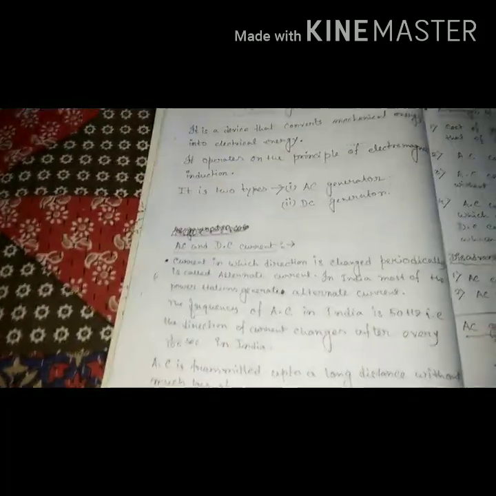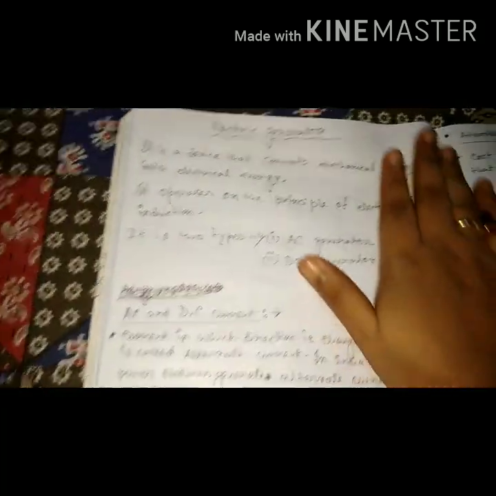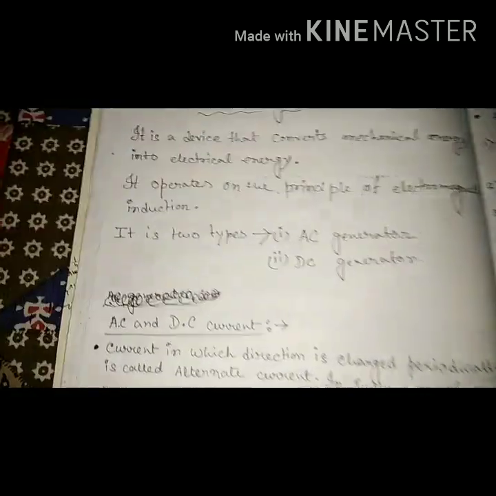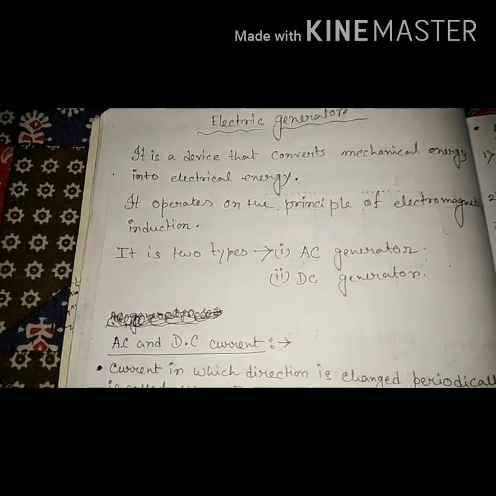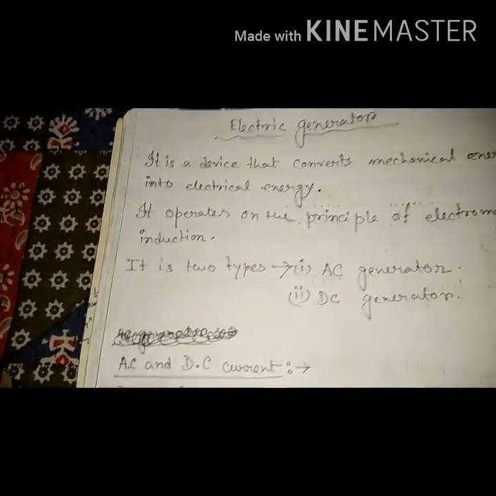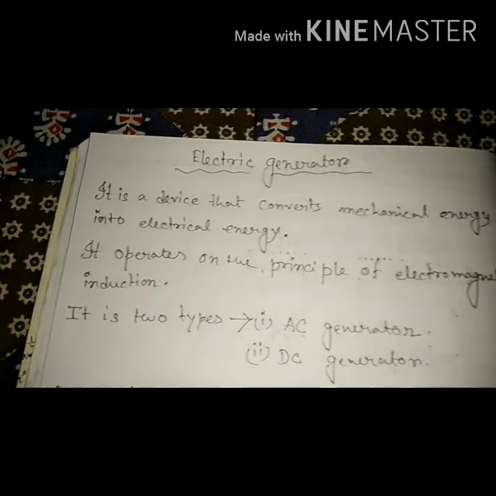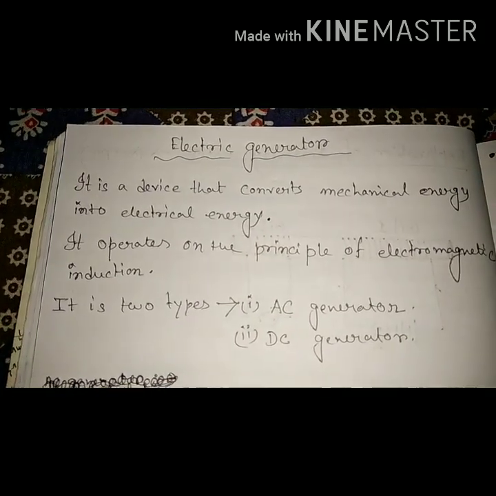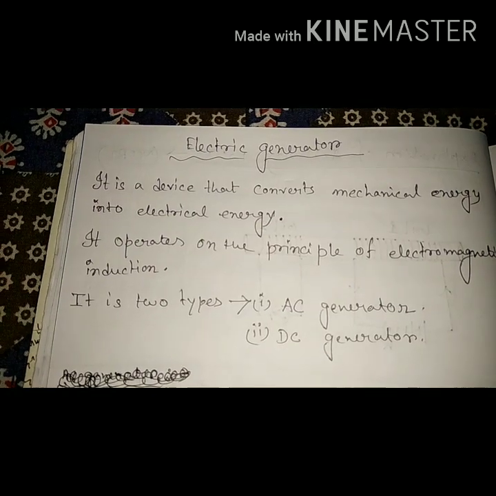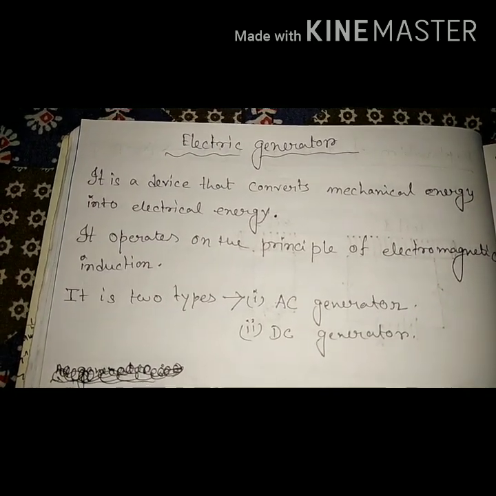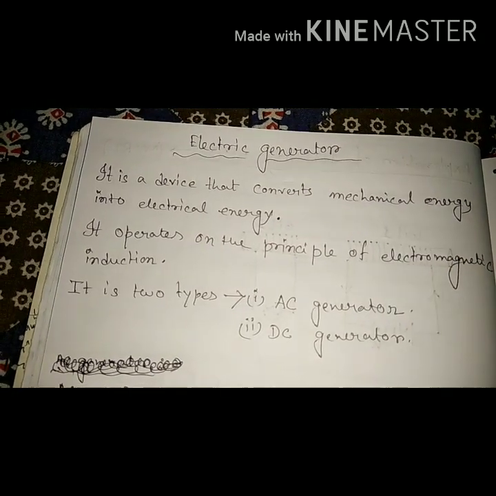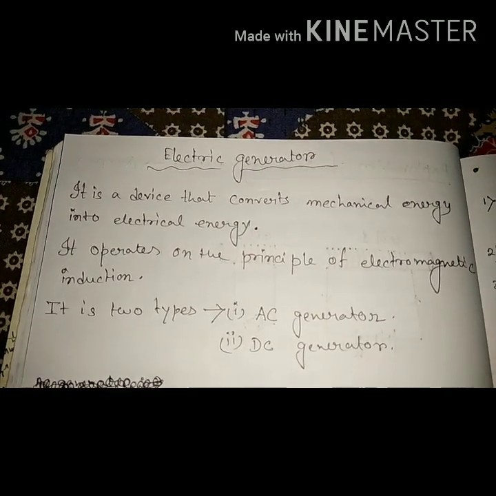Now the electric generator, one application of electromagnetic induction and a practical application of Fleming's right hand rule. So first of all, what is a generator? Everybody has seen a generator when the current is off. In some places generator service is there. Using the generator, electricity is provided in our houses. So what is an electric generator?